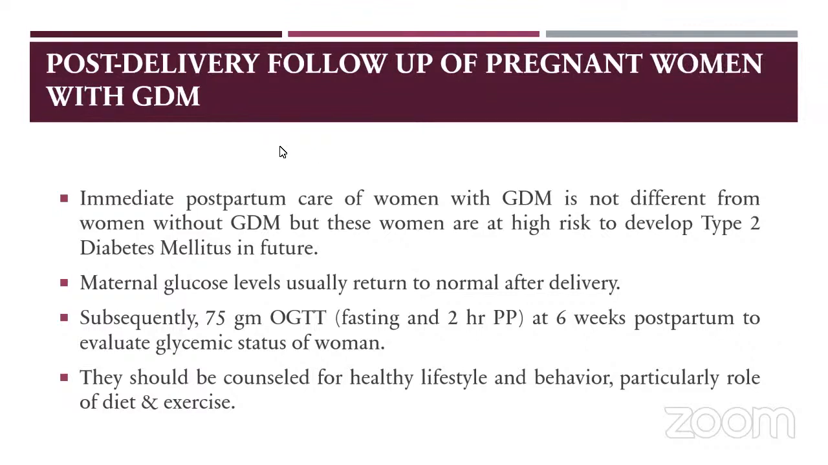Post-delivery follow-up of pregnant women with GDM. Immediate postpartum care in GDM is not different from that without GDM. Maternal glucose levels usually return to normal after delivery. Even though the carbohydrate metabolism abnormalities occurred in pregnancy, it will take 3 to 6 months to come to a normal level. The glucose levels become normal immediately after delivery. There is no need for insulin or metformin after delivery if the glucose levels are normal. Then we have to do a 75 gram OGTT at 6 weeks postpartum to evaluate the glycemic status of the woman.